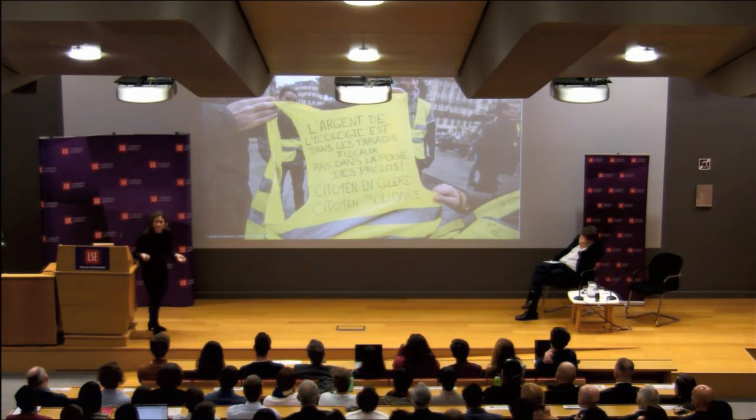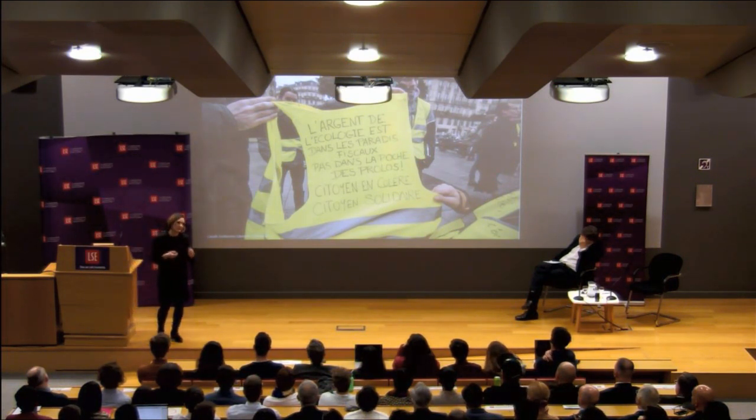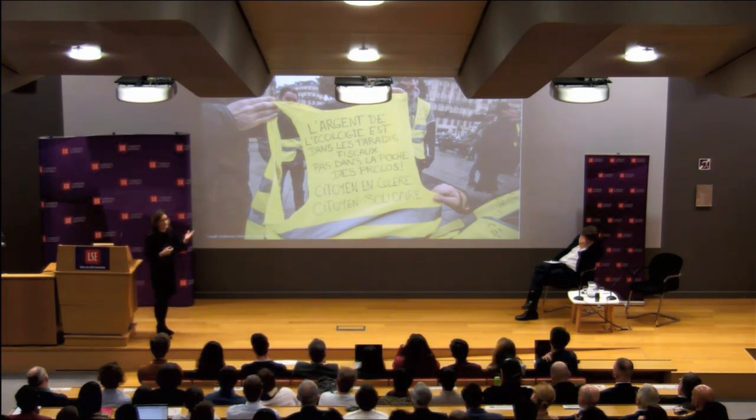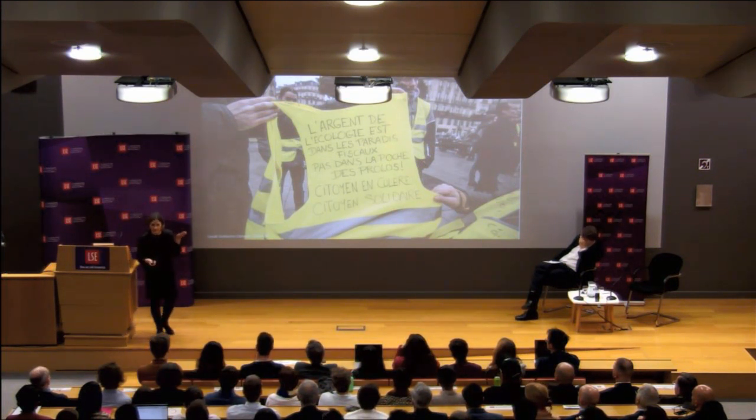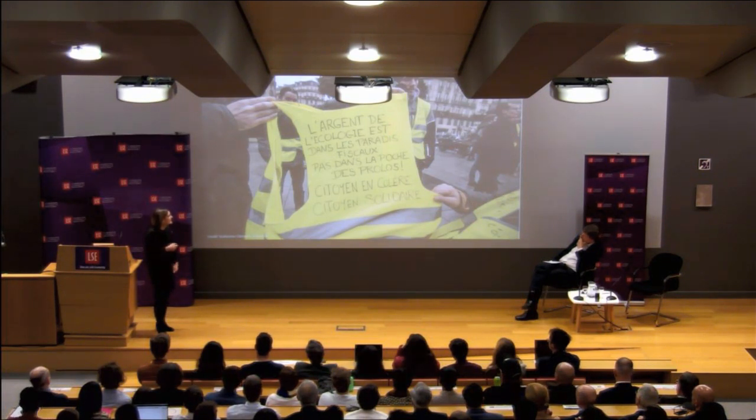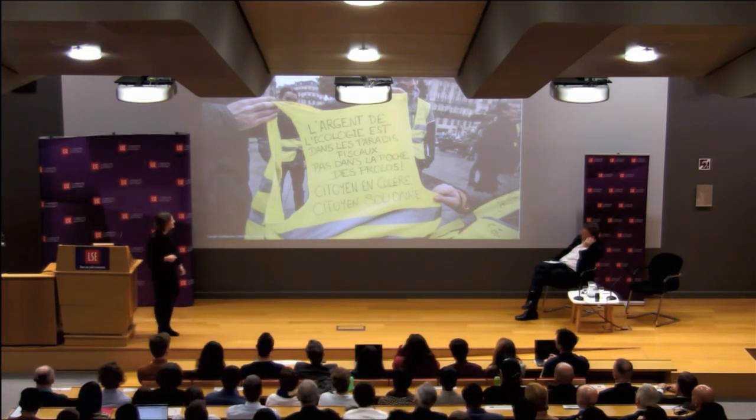As you might know, the Yellow Jacket, Gilets jaunes movement in Paris started as an anti-carbon tax movement. So the Macron government tried to impose a carbon tax, that would increase the cost of oil, and people were really upset. So this is an anti-carbon tax sign. It says the money of climate is in the fiscal paradise, not in the pocket of poor people.